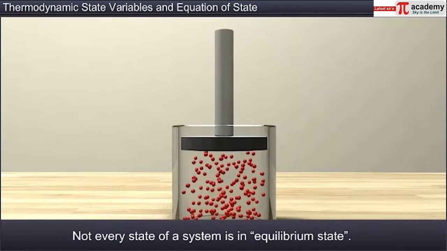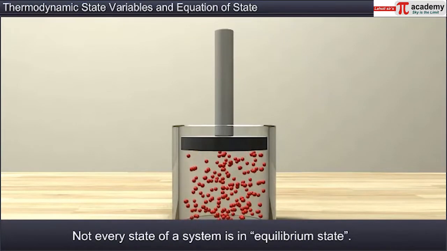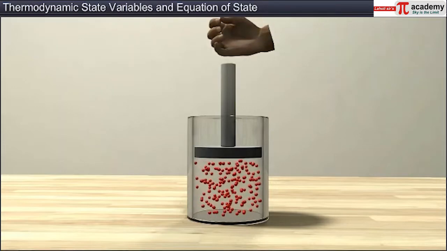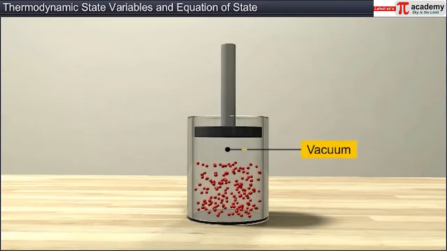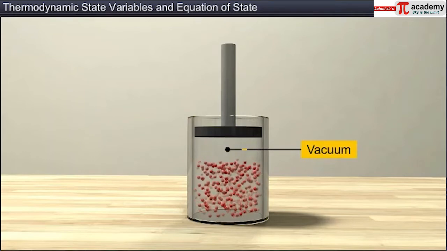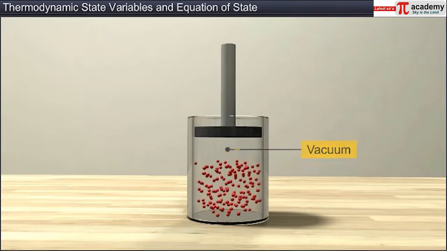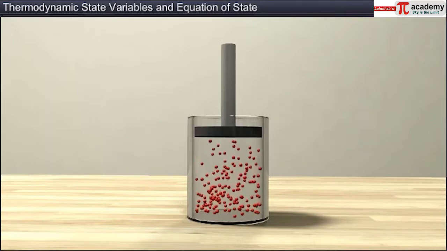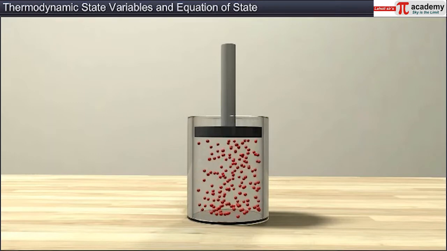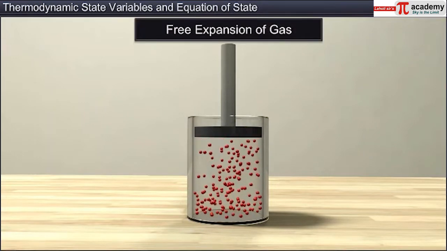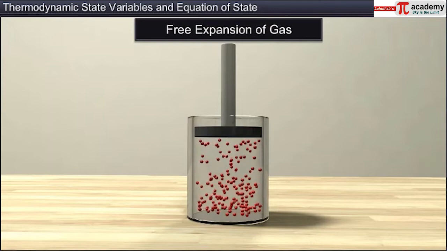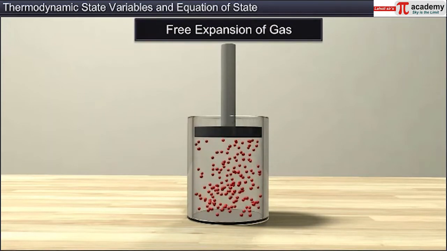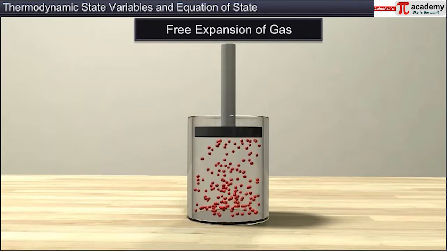Not every state of a system is an equilibrium state. For example, if we suddenly pull the piston up, a vacuum is created above the gas, and the gas in the cylinder starts expanding against the vacuum. This is known as free expansion. During free expansion, the pressure and temperature of the system is not uniform throughout the system, and these values change with time.